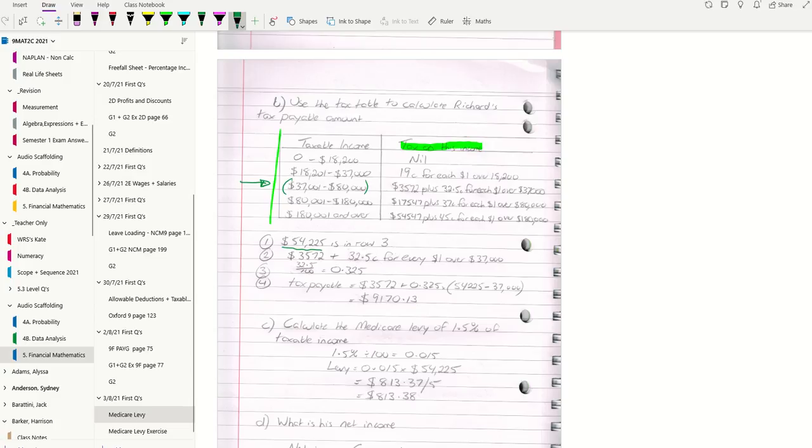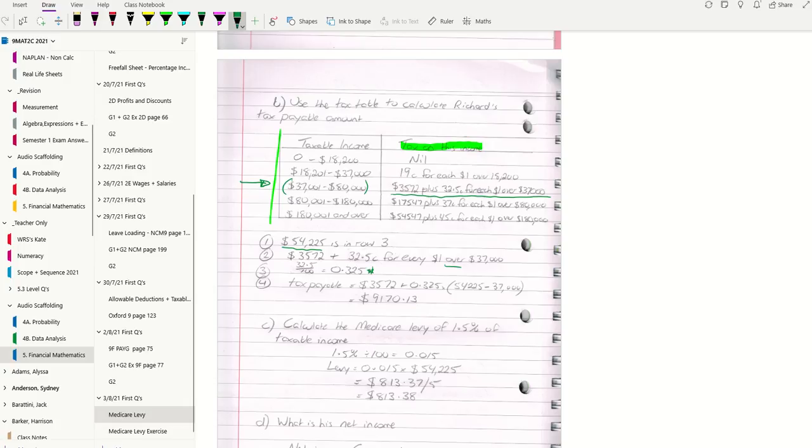Our second step: let's write down this formula so that we know what we're doing. We've got $3,572 plus 32.5 cents for each dollar over $37,000. Again, the next thing we'll do is convert our cents per dollar to a decimal. That's what we've done here. Now we're ready to use that like we've been doing successfully in class.